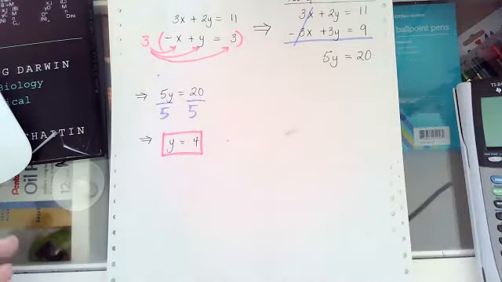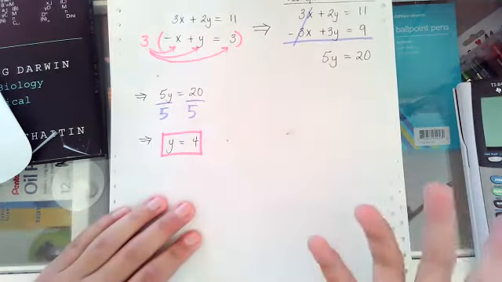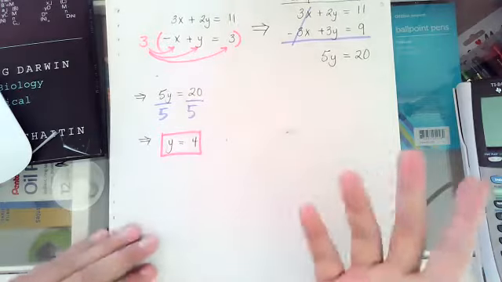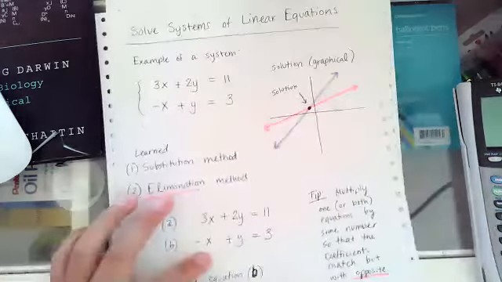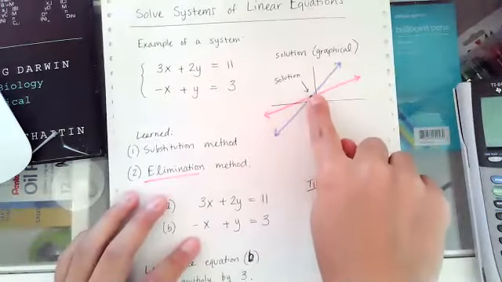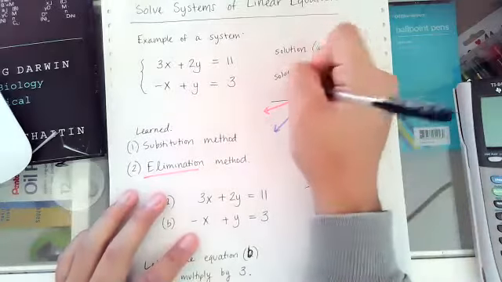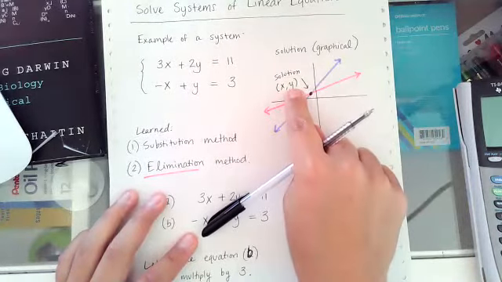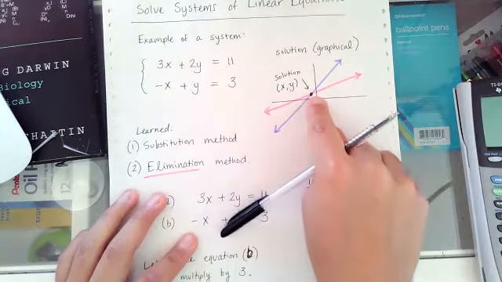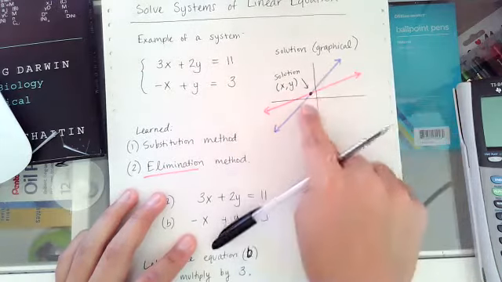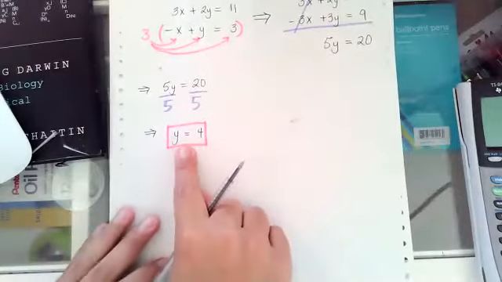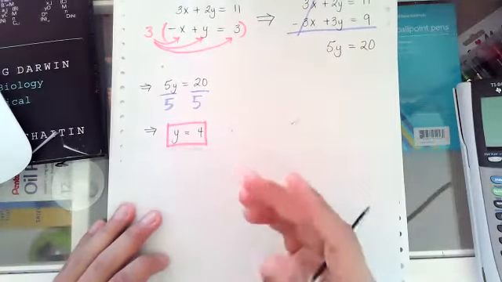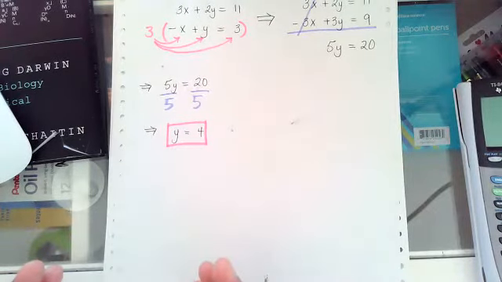But you have to remember that when we're solving this system of equations, the solution is going to be the intersection of these two graphs. So the solution here has to be written as an xy pair in parentheses, right? Because it's an ordered pair. It's a location on the graph. So just because we found y doesn't mean that we're done. We have to find the corresponding x value.